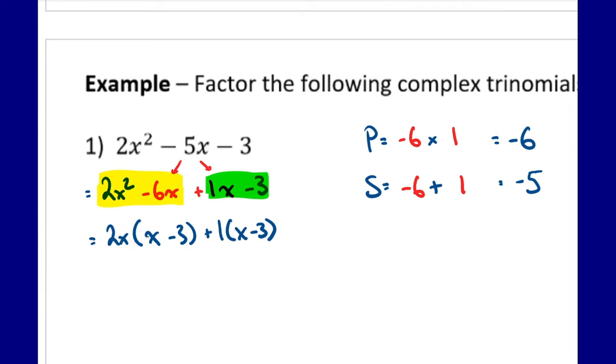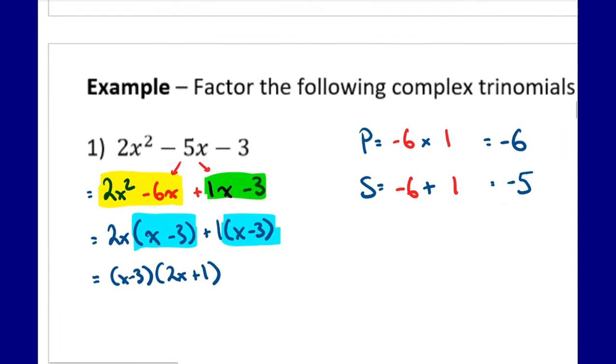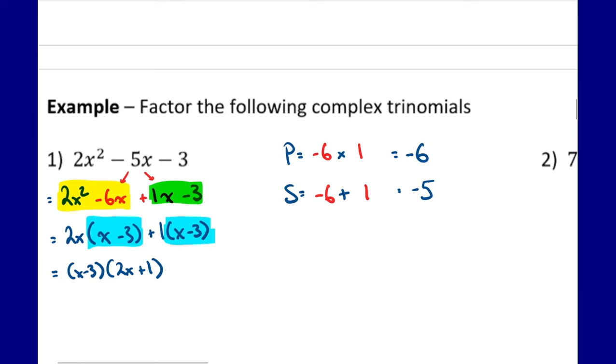We should then recognize that we have two brackets that are the exact same in both terms. I can then factor by grouping. So I take x minus 3 out, and then the leftovers, 2x plus 1, is the remaining bracket. So that's factoring a complex or tricky trinomial. A little bit different, same kind of beginning, but a little bit different at the end.